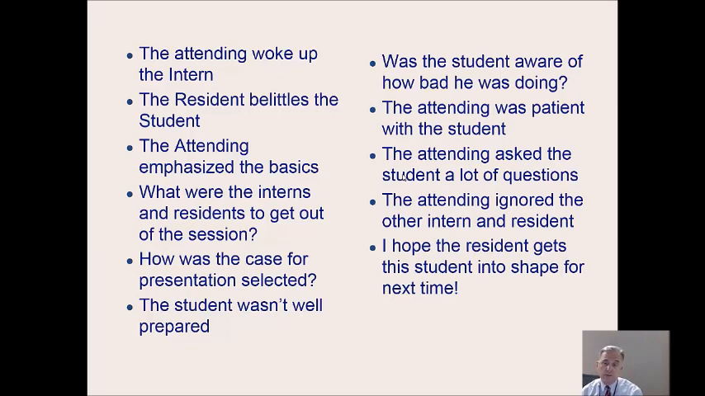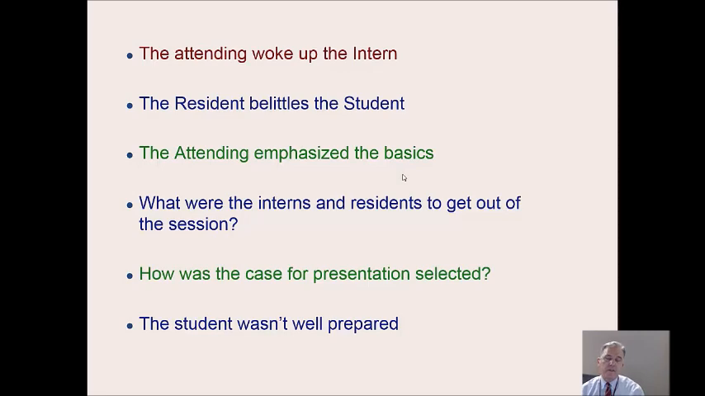An observation, bottom left there, is that the student wasn't very well prepared. Upper right, was the student aware of how badly he was doing? Boy, the attending was really patient with this student who was struggling. Next bullet, the attending asked the student a lot of questions. The attending ignored the other intern and the resident. And a final example, I hope the resident gets the students into shape for next time. So there are 11 different observations that might be made about this tape, and now I'm going to show you how we classify them. So this is the list that was on the left.